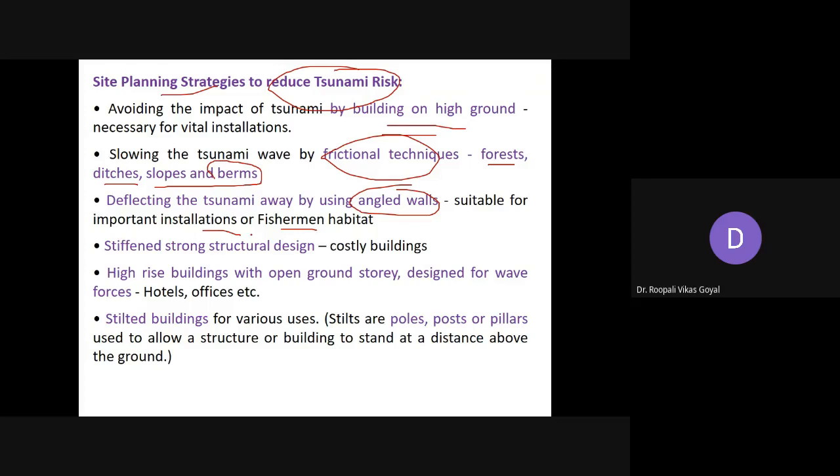Then a stiffened, strong structural design is to be adopted. That may result in a costly building, so proper structural design has to be done.